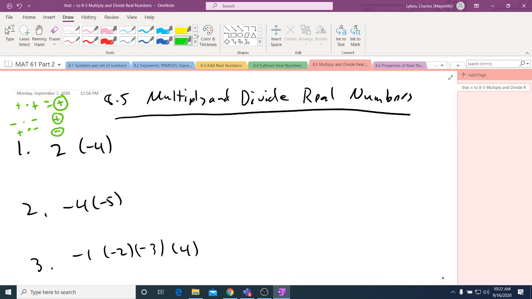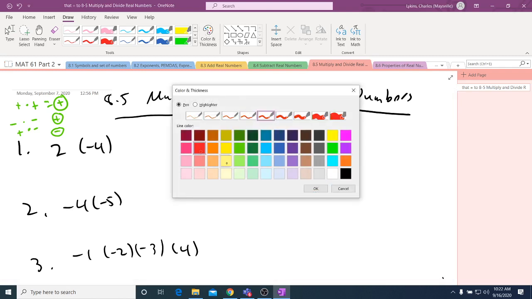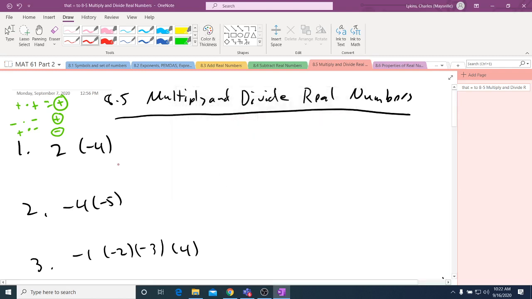So for the first one, if we think about this, we know what 2 times 4 is. It's 8. But that means I only have one negative sign. So that means my answer is going to be negative 8.